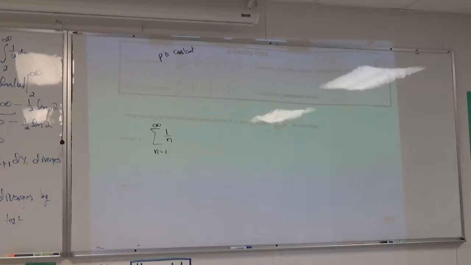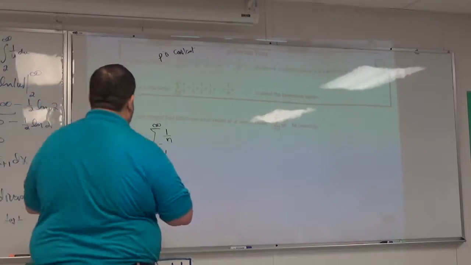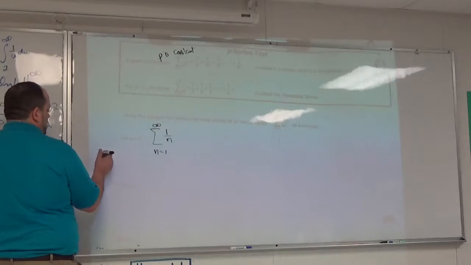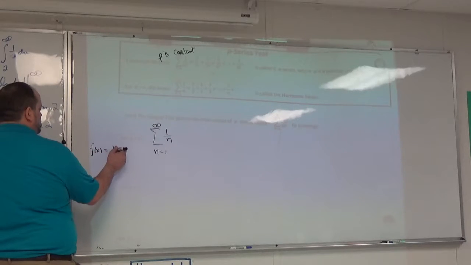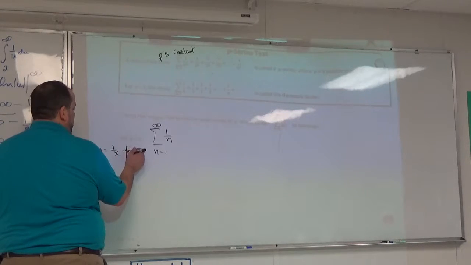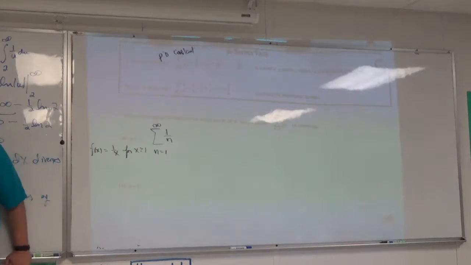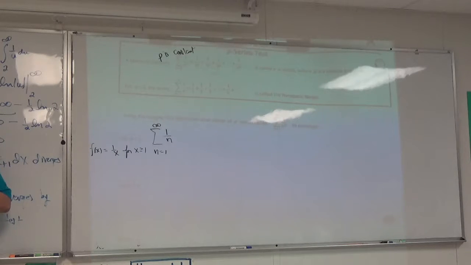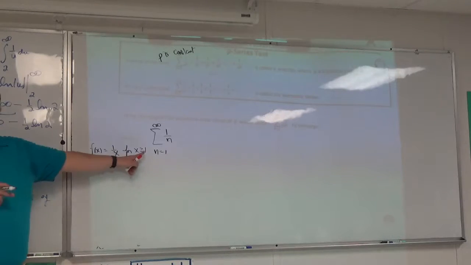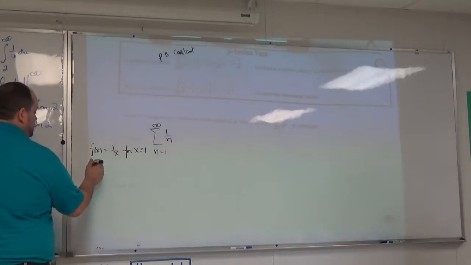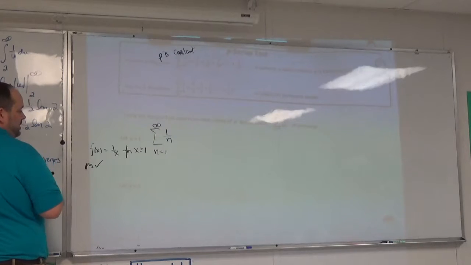The integral test. Okay? If we're going to use the integral test, let's run through it. f of x is 1 over x. If I look at 1 over x for x greater than or equal to 1, does it satisfy all the conditions? Positive. Is 1 over x positive for x greater than or equal to 1? Absolutely positive. Check. Other thing?